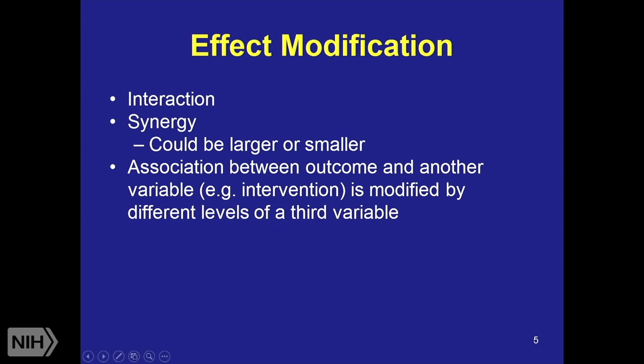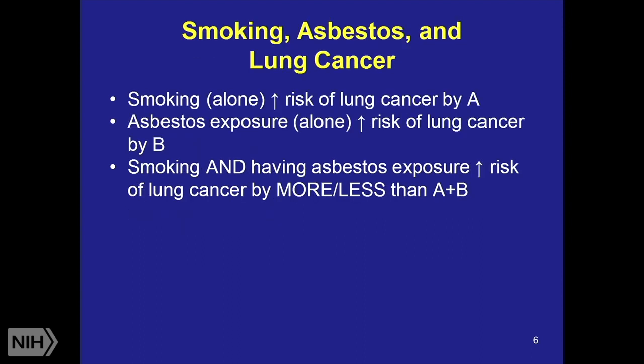When I'm talking about that here, I'm thinking about something like, let's say I have a new cardiovascular drug. And if I give that drug to men or to women, it's going to behave differently in changing their blood pressure. That's effect modification. A classic example is when we look at smoking, asbestos, and lung cancer.